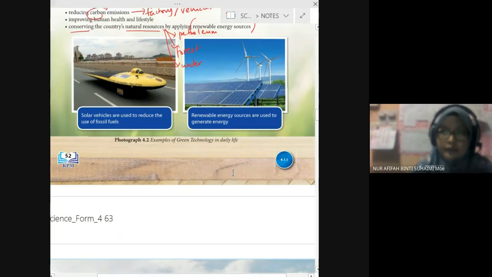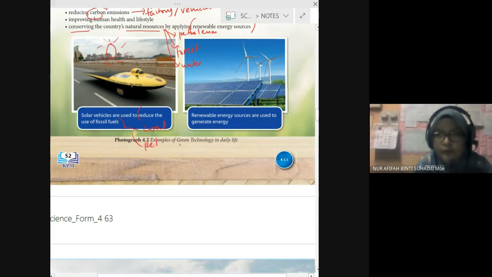Okay. See the picture here. We have a solar car. A solar car uses sunlight to move the car, to move the vehicles, in order to reduce the use of fossil fuels. We want to reduce the use of fossil fuels such as coal, petroleum, petrol, and natural gas. Natural gas is a fossil fuel. Fossil fuels consist of coal, petroleum, natural gas. So in order to reduce these fossil fuels, we use renewable energy sources such as solar energy.